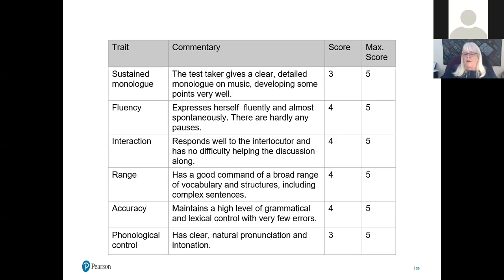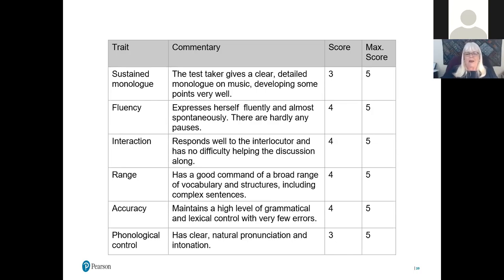For the other qualitative aspects, she scored 4s, so we felt she was almost at the next level, almost at level 4 descriptors. So just to go through those quickly, for fluency, she expresses herself fluently and almost spontaneously. There are hardly any pauses. For interaction, she responds well to the interlocutor and has no difficulty helping the discussion along. I should also point out that these 5 qualitative aspects are based on the whole test, not just on the sustained monologue.